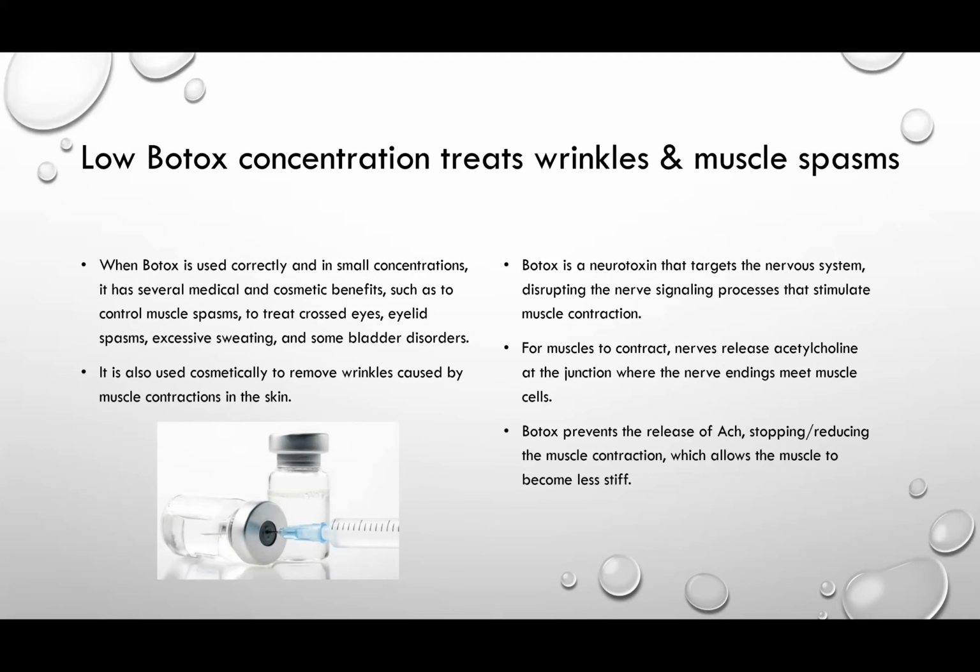Now, to understand what takes place with the application of Botox, since Botox is a neurotoxin, it targets the nervous system, which disrupts the nerve signaling process that stimulates muscle contraction. In order for muscles to contract, nerves release ACh, or acetylcholine, at the junction where the nerve endings meet the muscle cells. So what Botox does is prevent the release of ACh, stopping or reducing the muscle contraction. And this is what allows the muscles to become less stiff.